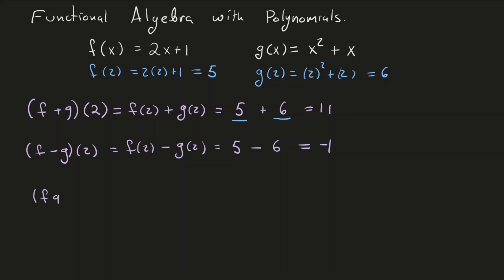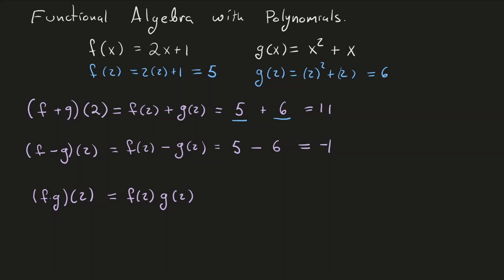Likewise, f times g at 2. And I just wanted to note here, typically with functional algebra, there is not a symbol between them, but sometimes there may be a dot, like such, to indicate that it's multiplied. This is thinking about later on in the next video, where we'll be talking about functional composition, which there is a symbol there. So with f times g, this is multiplication, this is f of 2 times the value of g of 2.